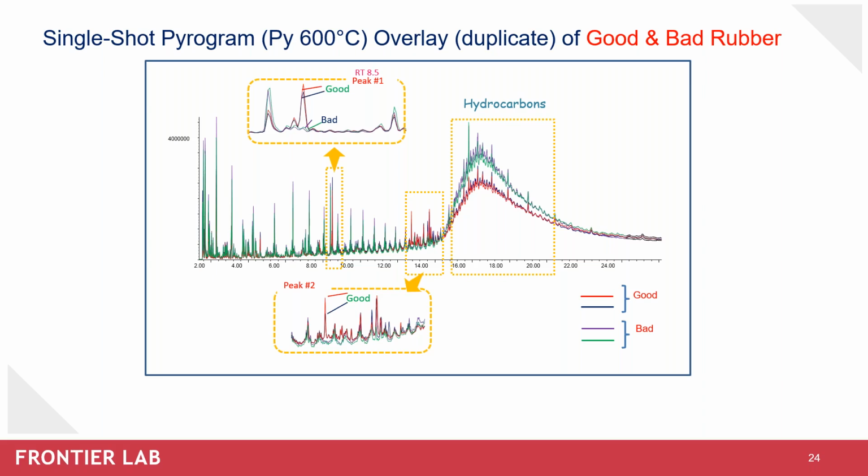So we overlaid four of the pyrograms, two samples each in duplicate. And again, this is showing the reproducibility of the microfurnace design. Labeled peak number 1 and peak number 2 are detected in your good sample only, not in the bad one. And also the hydrocarbons detected at around 18 to 22 minutes are at a higher level in the bad samples.